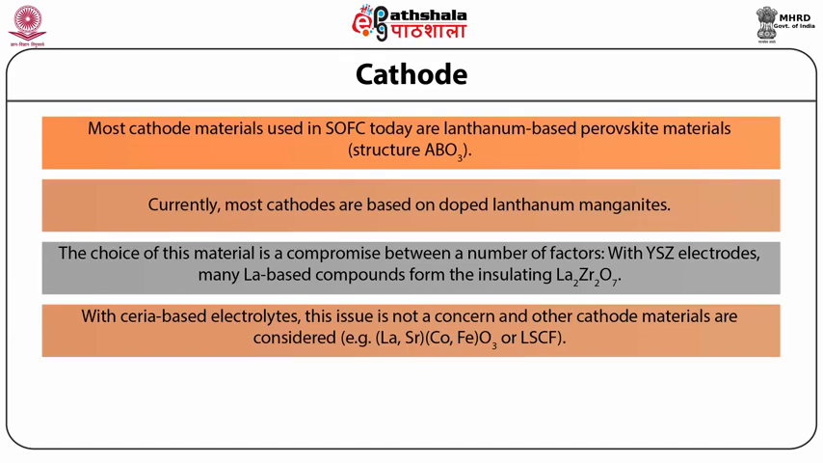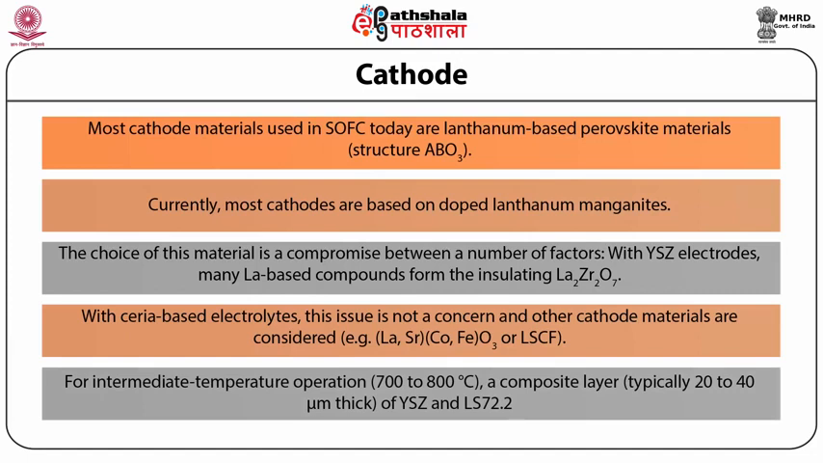Cathode materials with thermal expansion coefficients that closely match YSZ are considered. For intermediate temperature operation, say 700 to 800 degrees Celsius, a composite layer typically 20 to 40 micron thick of YSZ and LSM is often used to overcome the modest ion conductivity at lower temperature.